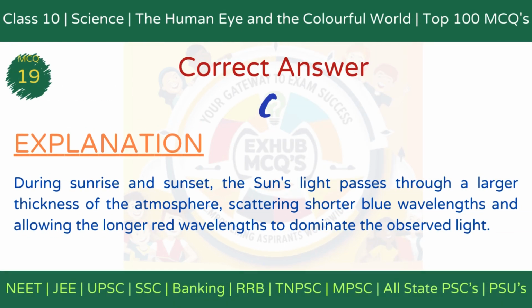The correct option is C, scattering of blue light. Explanation: during sunrise and sunset, the sun's light passes through a thicker layer of the atmosphere. Shorter wavelengths like blue scatter away, allowing the longer red wavelengths to dominate.